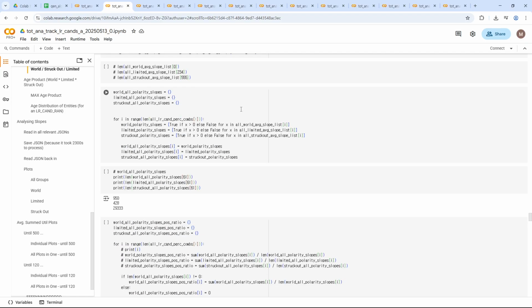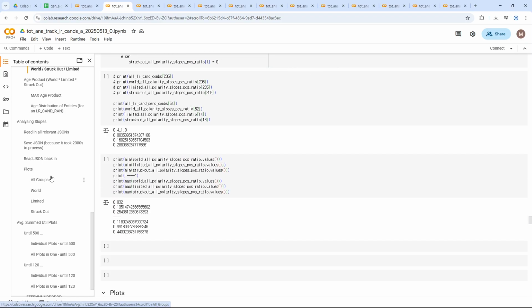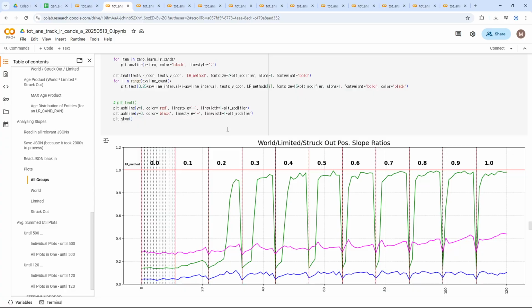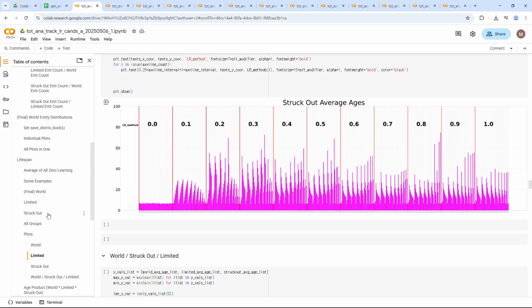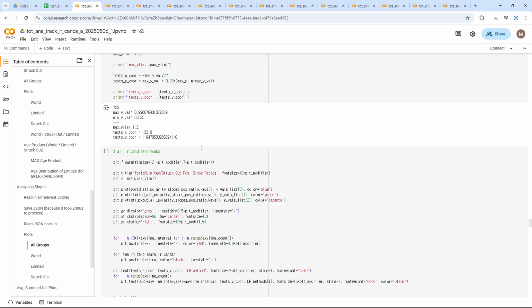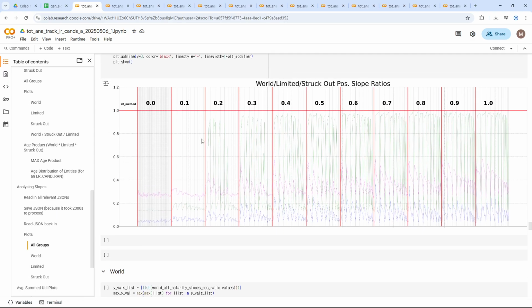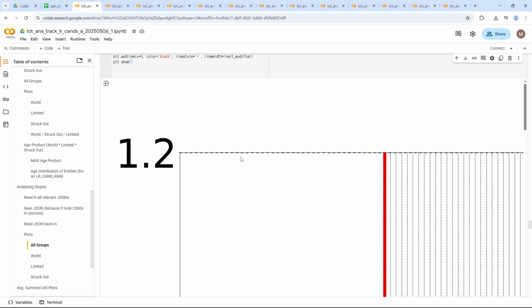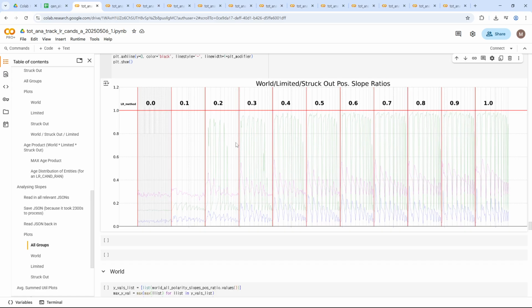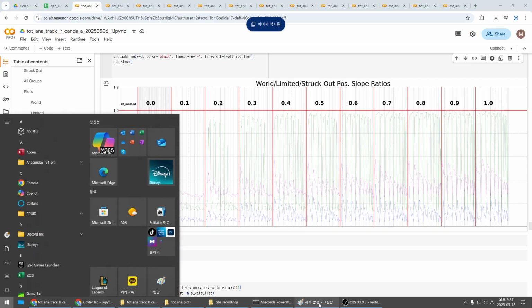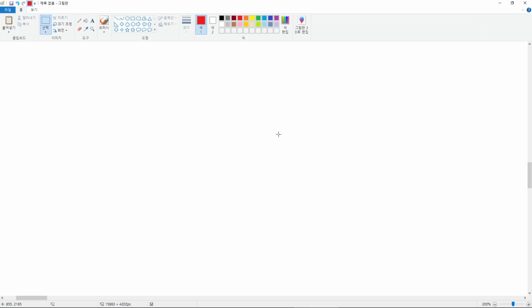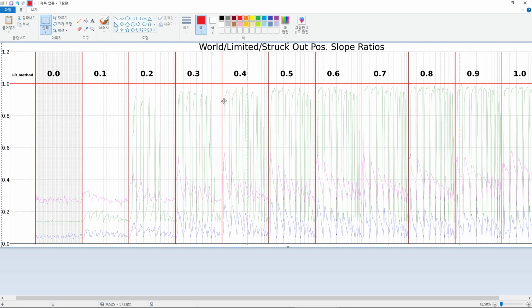Yep, go down, go down. There we go. Aligning the slopes or groups. This is what it looks like. They all. I know this is hard to see. So let me just copy, paste it. Yeah, this is slightly better.